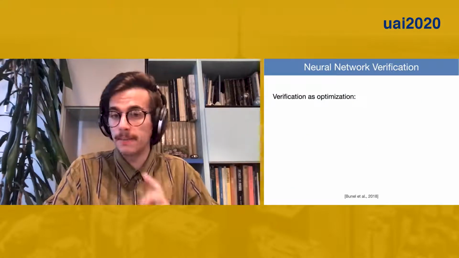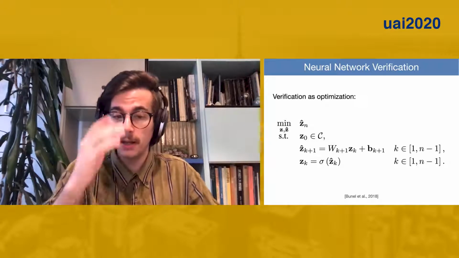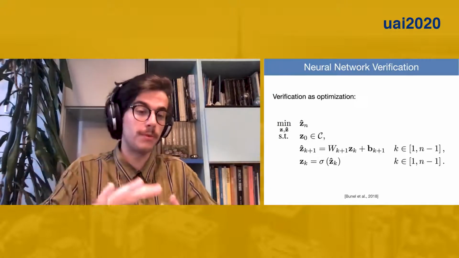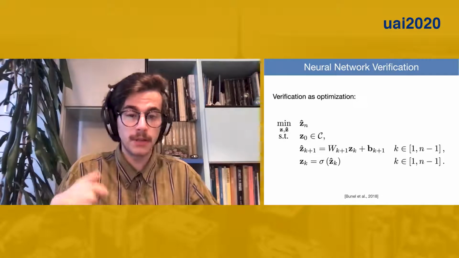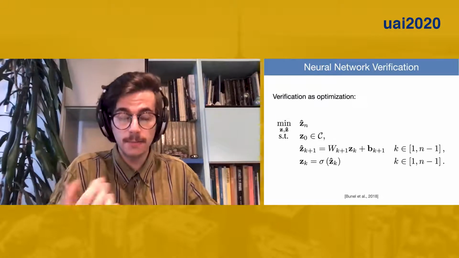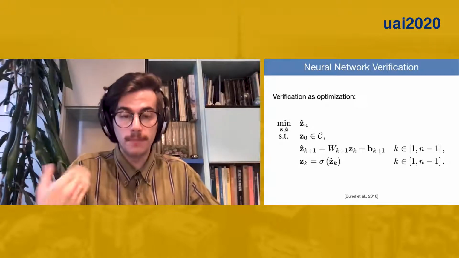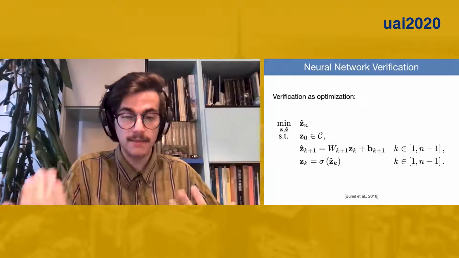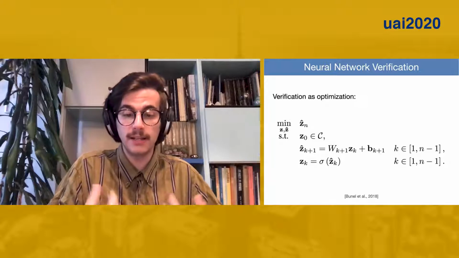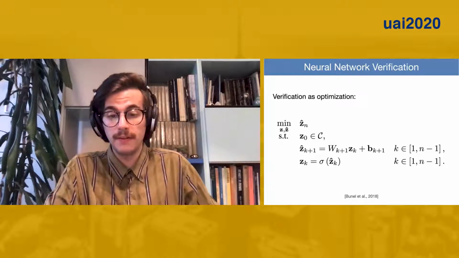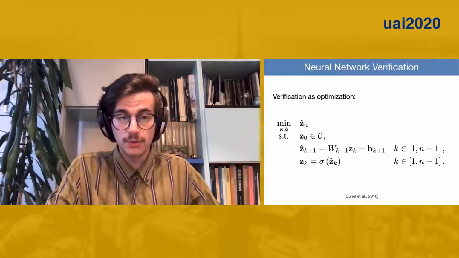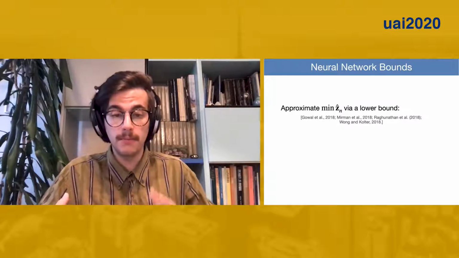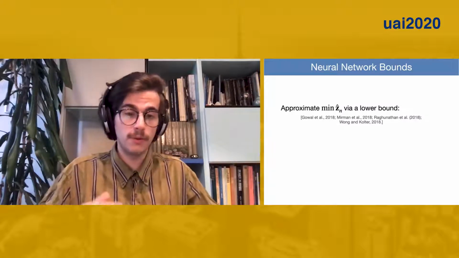So verification can be seen as an optimization problem. For networks, it looks like this. We're minimizing the last layer output given calligraphic C, the input domain, the linear parts of the network, yielding the hatted variables, and then the nonlinear activation sigma. This nonlinearity is the source of trouble. So to make the problem easier, we approximate the minimum through its lower bound.